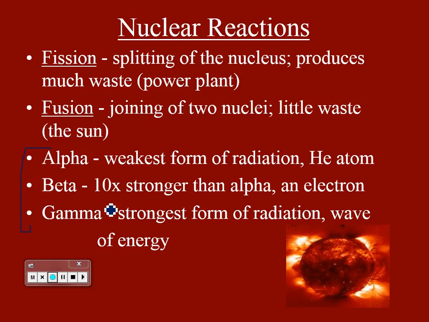The beta is 10 times stronger and has to be stopped by lead. It is an electron. Remember, Einstein said the smaller something is, the more powerful it is. The gamma ray isn't a particle at all. It's just a wave of energy, and it is the strongest and needs to be stopped by several centimeters of cement.